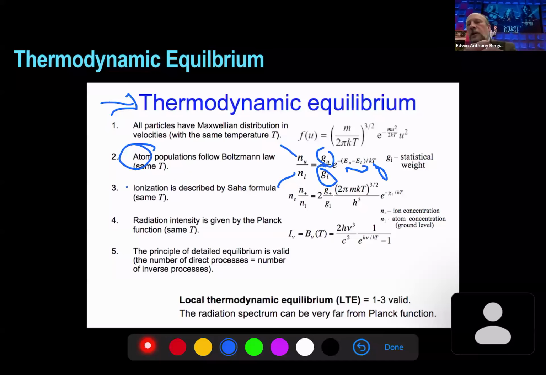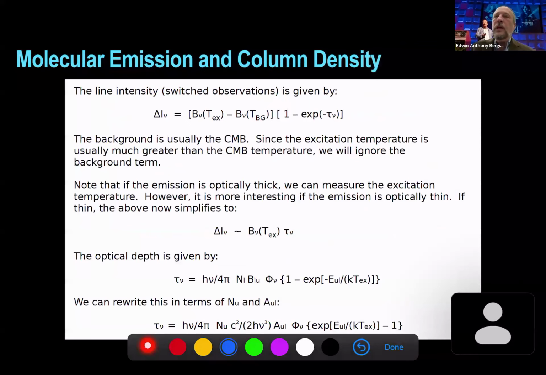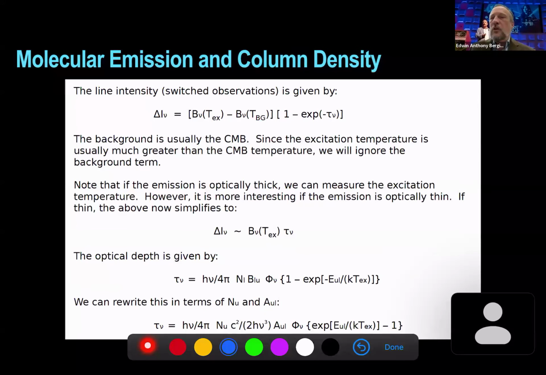I'm not going to worry about ionization. And the radiation is given by the black body function, in that molecules actually emit as black body emitters. All right, I'm going to skip down a little bit here because I don't want to get too technical. This will all be at your fingertips and you can look at it yourself.